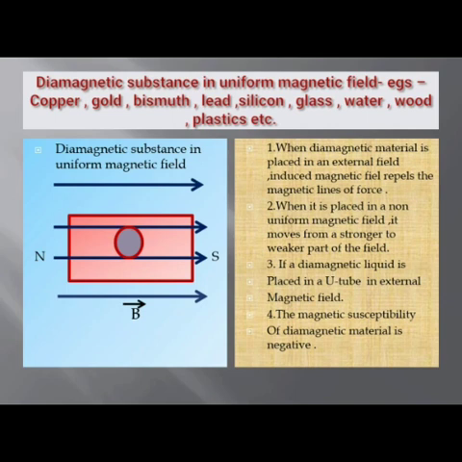When I talk about the first property, if I place a diamagnetic material in an external field, the induced magnetic field repels the magnetic lines of force. When I place it in a non-uniform magnetic field, it moves from the stronger to the weaker part of the field. If a diamagnetic liquid is placed in a U-tube in an external magnetic field, the movement of the diamagnetic liquid will be towards the upper portion of the U-tube. The magnetic susceptibility of a diamagnetic material is most of the time negative.